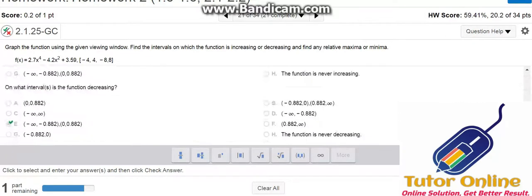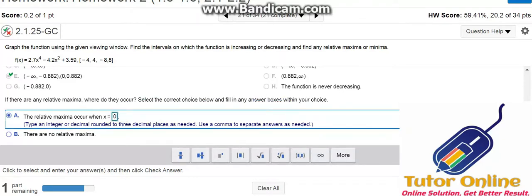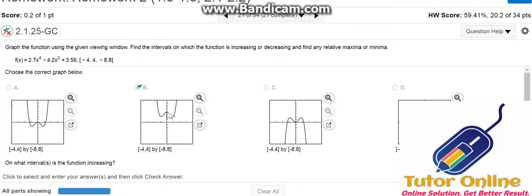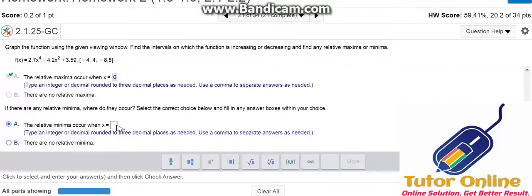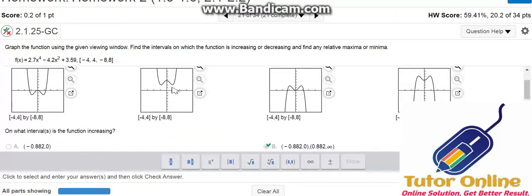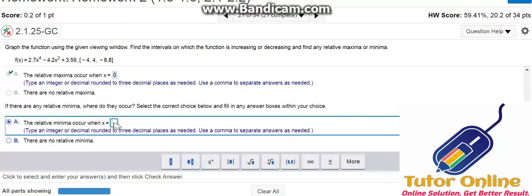So the next question: is there any relative maxima? Where does it occur? Yes, there is a relative maxima when x is equal to 0. Thank you. When x is 0, the graph goes up to some point, maybe 2, 3 or 4. It's a relative maxima. Yes, the graph has minima when x is equal to some value. At what value does the graph go to minima? X is equal to 0.882.